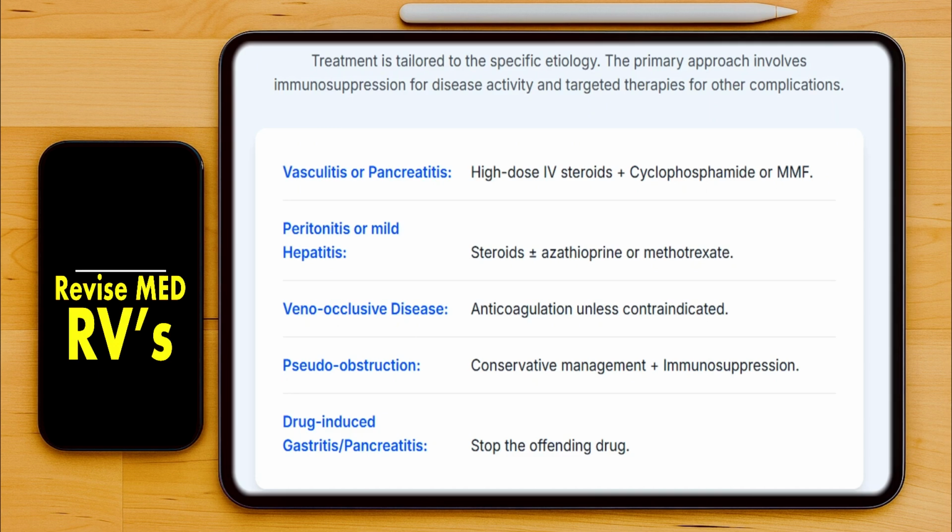If it is due to veno-occlusive disease such as Budd-Chiari syndrome, anticoagulation is needed unless it is contraindicated. If the patient is presenting with pseudo-obstruction, also known as Ogilvie's syndrome, the management is conservative along with continuation of immunosuppression. If the patient is presenting with drug-induced gastritis or pancreatitis, the treatment is to stop the offending drug.